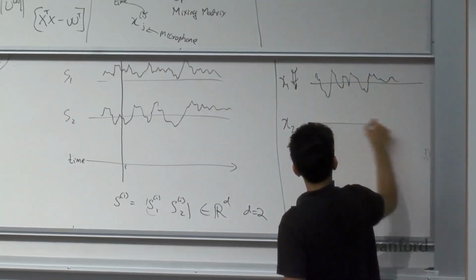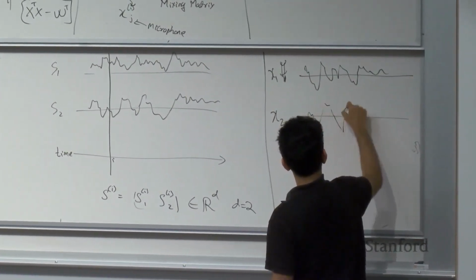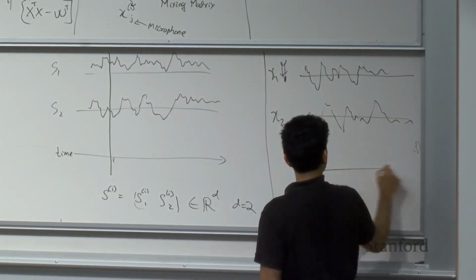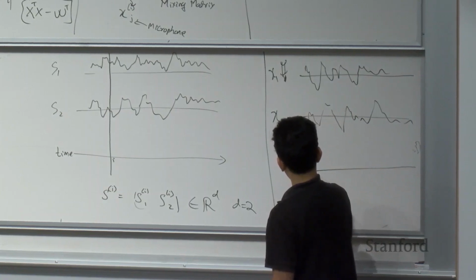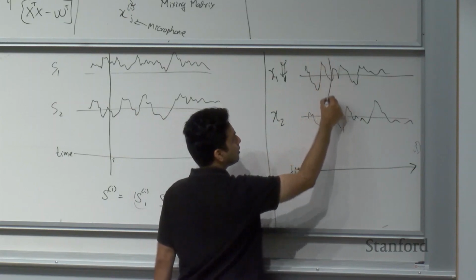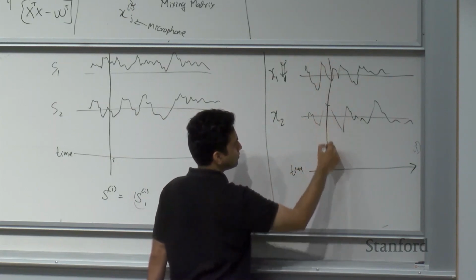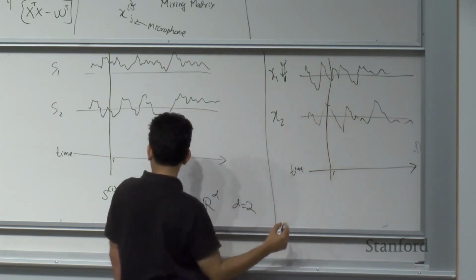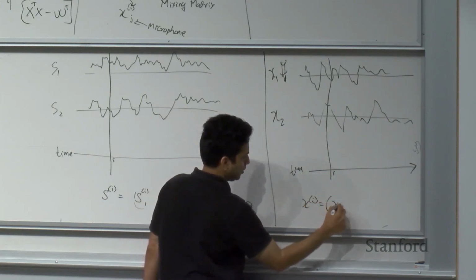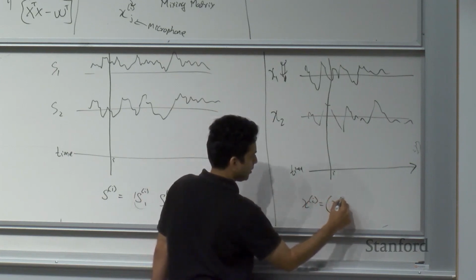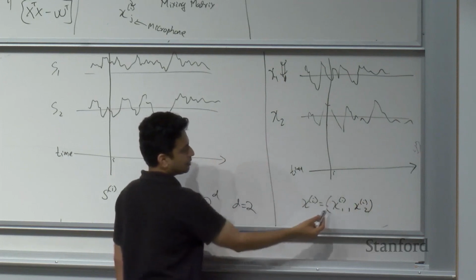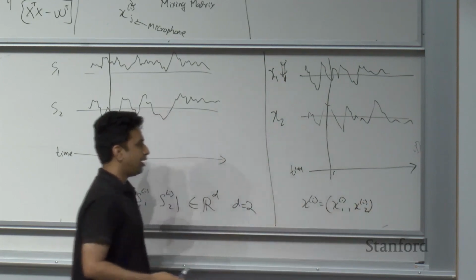This is X1 and this is X2, right? Similarly, over here, again, time is moving to the right, and at time i, Xi is equal to Xi1, Xi2, where these are the values recorded by the microphone at time i.